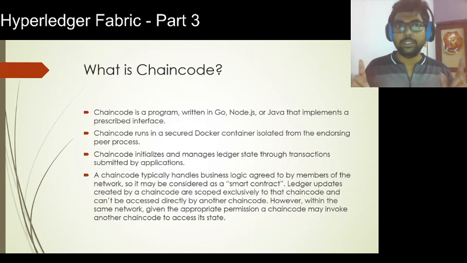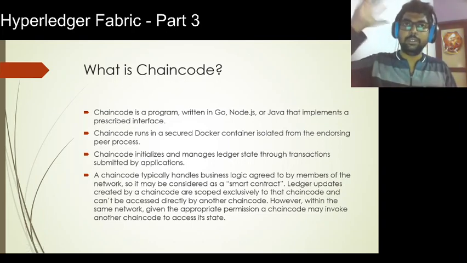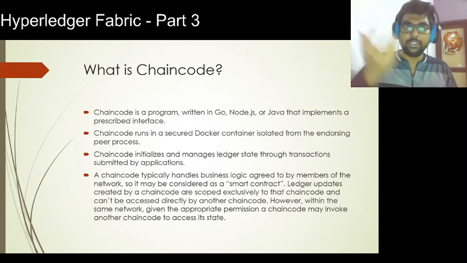Where will this chaincode run? This chaincode will run in a Docker container, isolated from the endorsing peer process. It's a piece of code, and chaincode initializes and manages the ledger state through transactions submitted by the application. Chaincode works as an interface between your ledger and your application. Your application will try to put the transaction via chaincode, and then the ledger will be read.